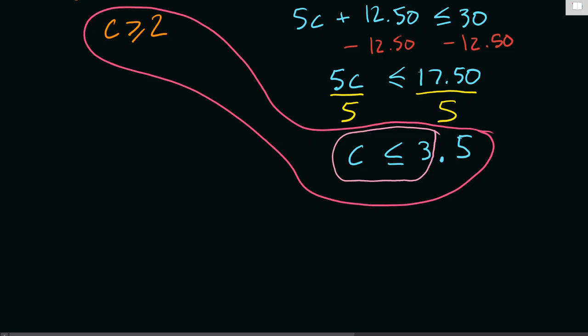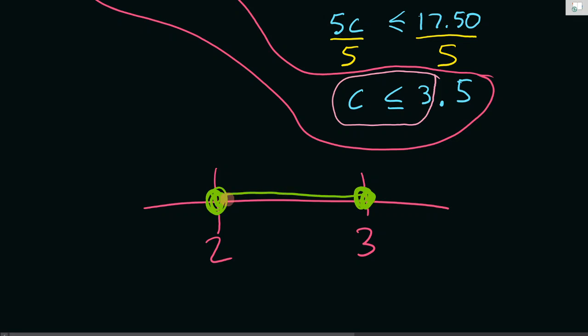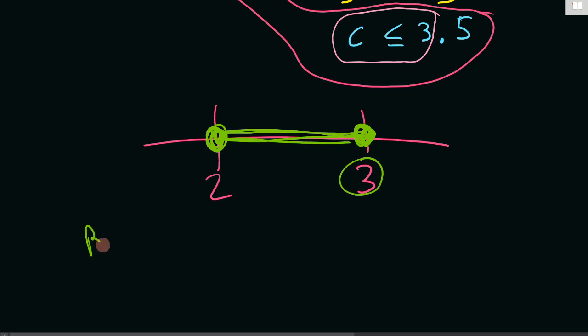So guess what? Your number line looks pretty simple. Your number line looks like this. Here's 2. Here's 3. You can have greater than or equal to this number, so solid dot. You can have less than or equal to this number, so solid dot. And that's your total solution. So you can buy 3 ice creams.